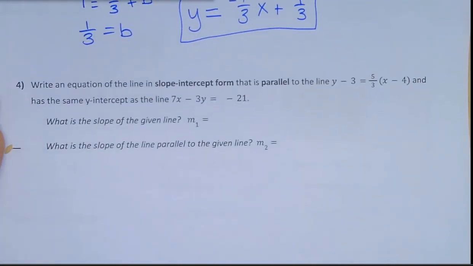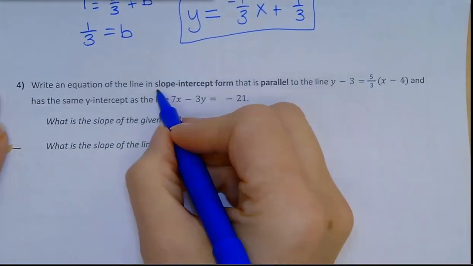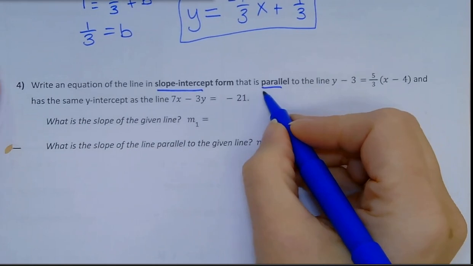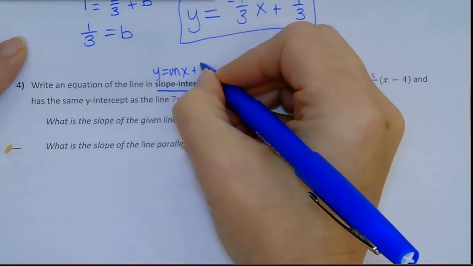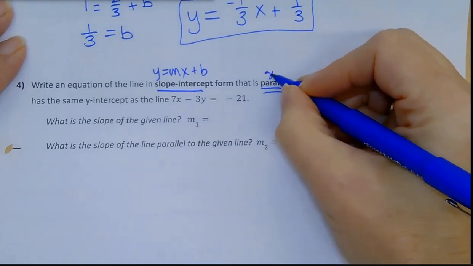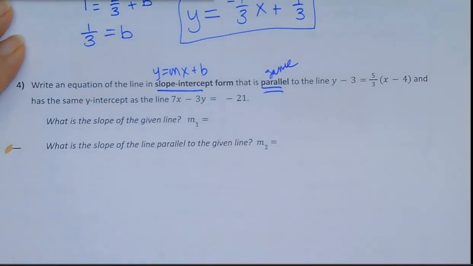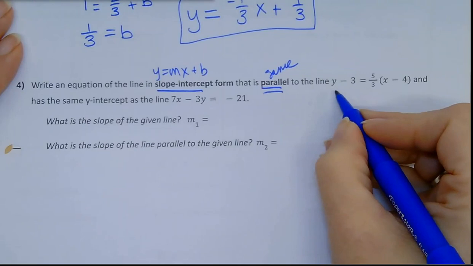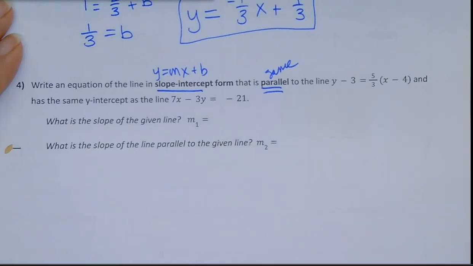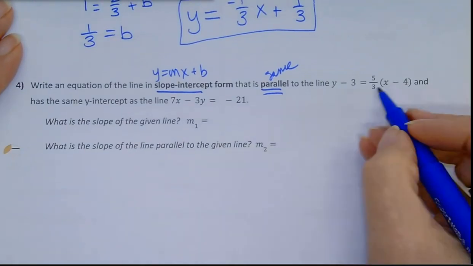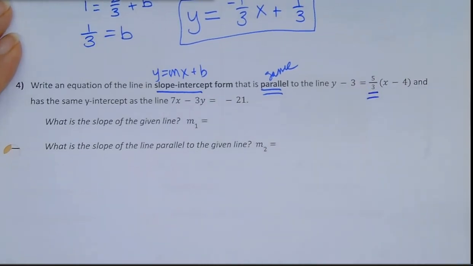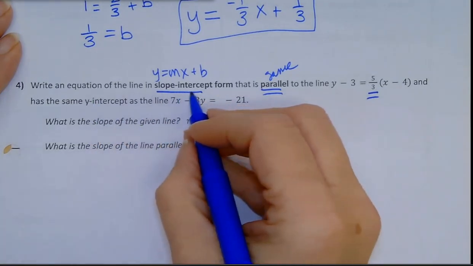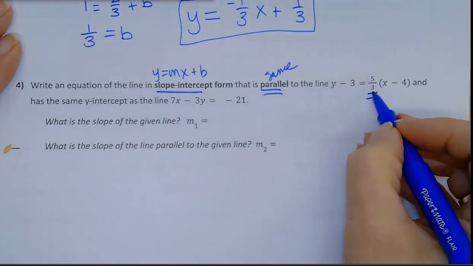Write an equation of a line in slope-intercept form. Again, slope-intercept form. It's going to be parallel. So slope-intercept is still y equals mx plus b. Parallel means same slope. Okay, so, y minus 3 equals 5/3 times x minus 4. I can find the slope, right? This came to me in point slope form. There's my slope, 5/3.